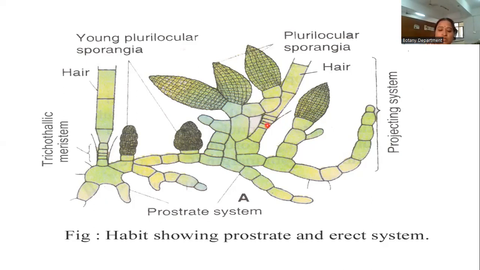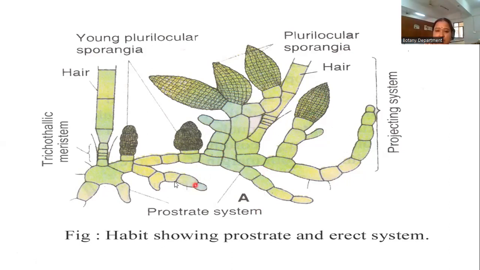The older portion of the main axis of the thallus may be surrounded by descending or rhizoidal-like branches from the lower part of the plant body. In some species, these branches bend backward, forming hook-like structures. Here the two main important parts are the erect part and the creeping or prostrate part.